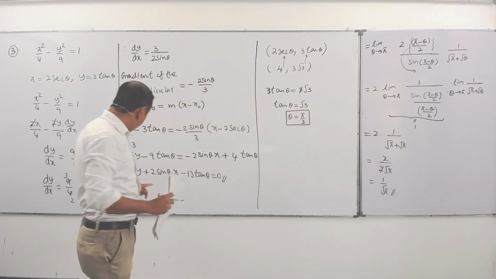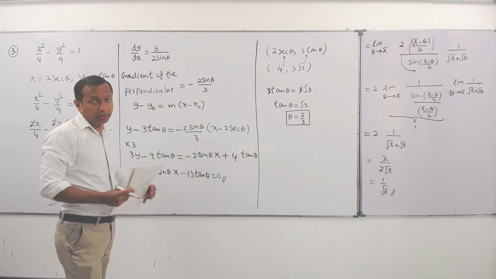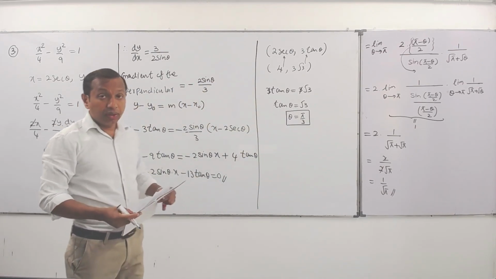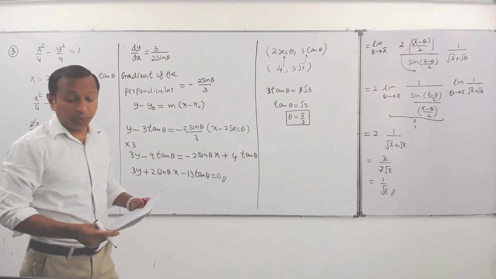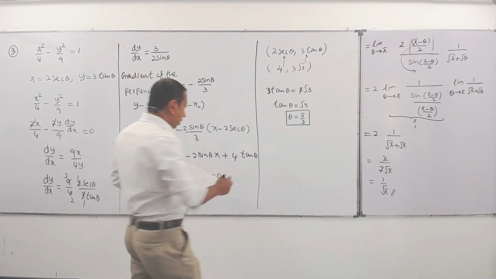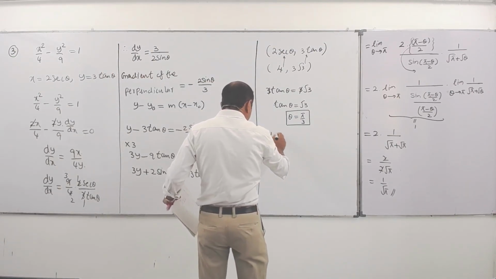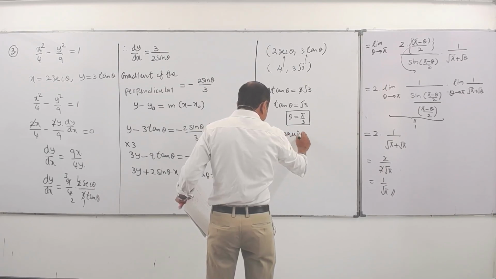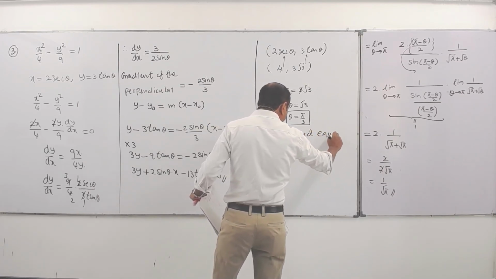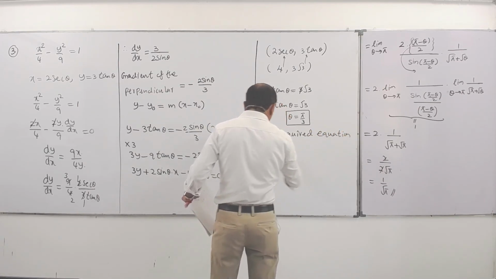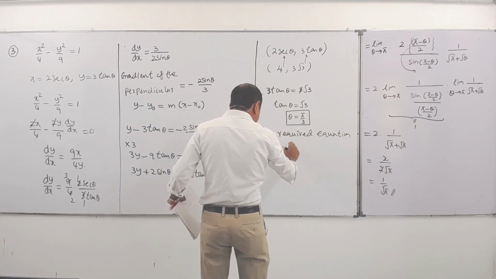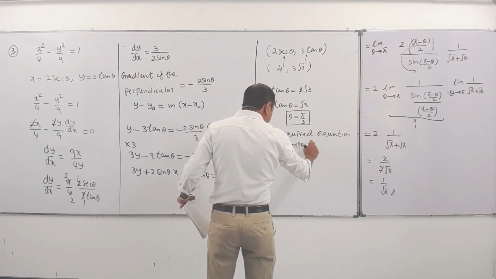The theta equals pi by 3 we will substitute here. Then we get the equation of the perpendicular at the point. Now the required equation of the perpendicular.